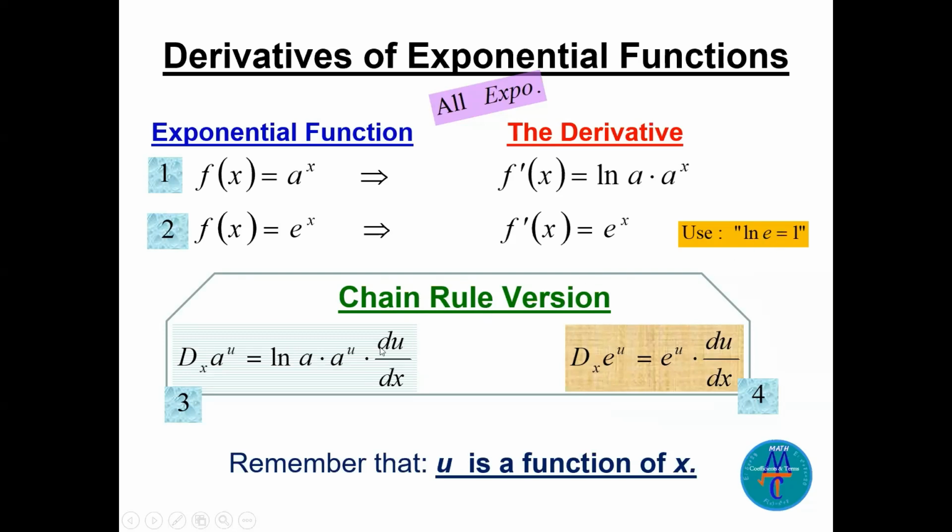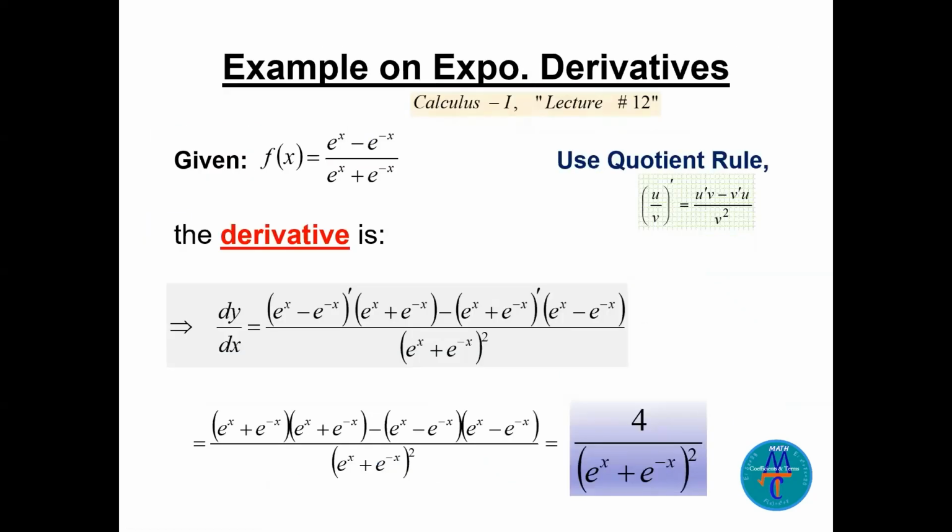Now, the chain rule version will be the derivative of a to the power u, ln of a times a to the power u times the derivative of u, du over dx or u prime. Same for the derivative of e to the power u will be e to the power u times du over dx. Always remember that u is a function of x. Now let's see one example on exponential function.